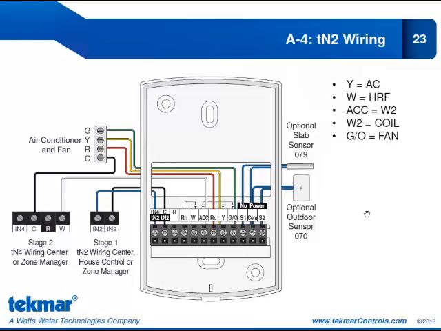Here again, we're showing you the optional slab sensor for the control of the radiant floor, and the optional outdoor sensor. Our settings: Y is set to air conditioner. W is HRF1 or HRF2. Now we can set it this way because we're going to a house control. The accessory relay is set for second stage heat. That second stage of heat is a fan coil. And our GO relay is set to fan.